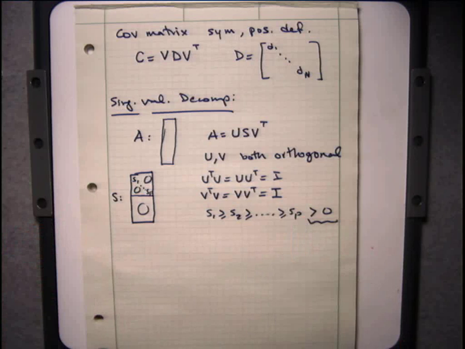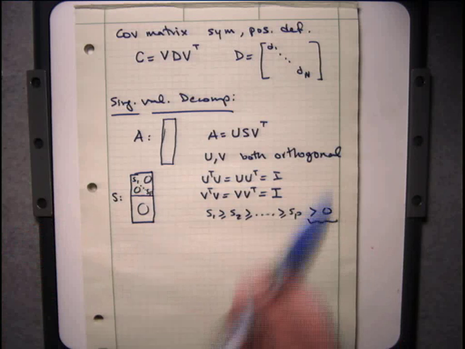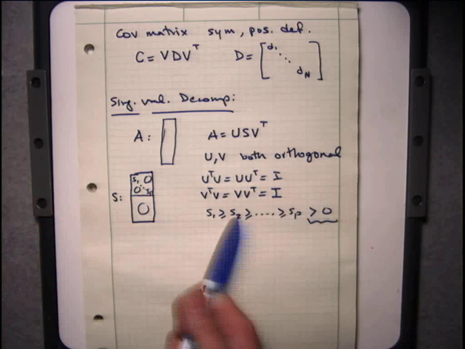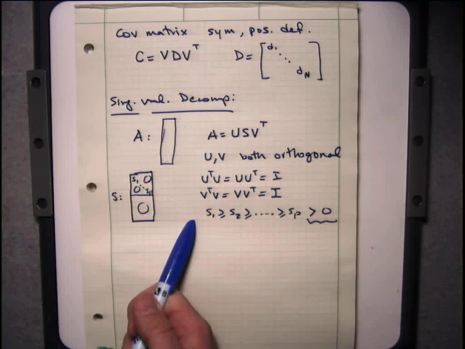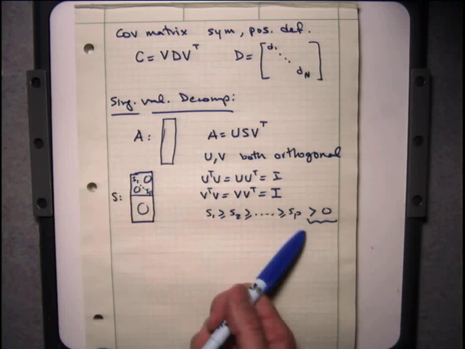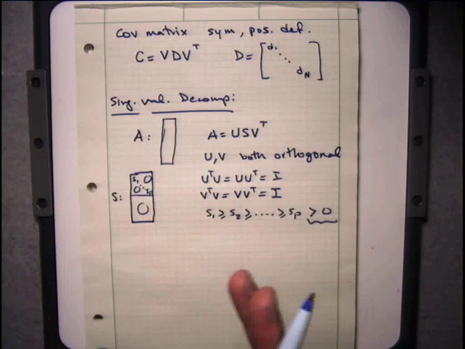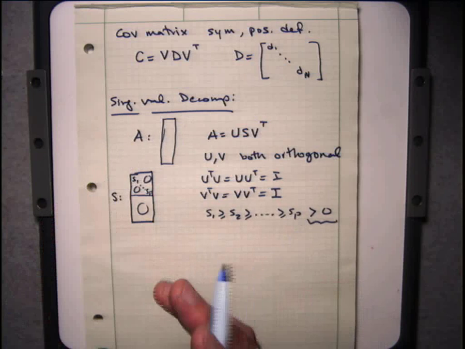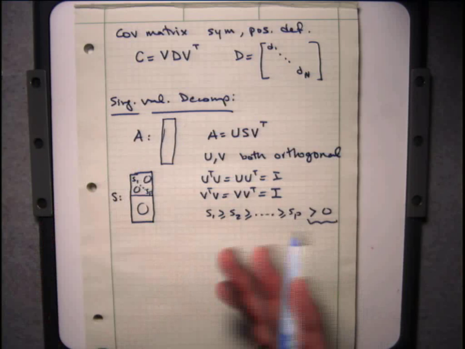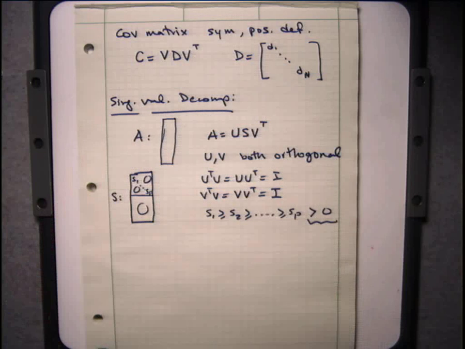What's important to remember here is that for the singular value decomposition, regardless of what A is, all of these S's are always real, and they're always positive. That's kind of the difference between the eigendecomposition and the singular value decomposition.